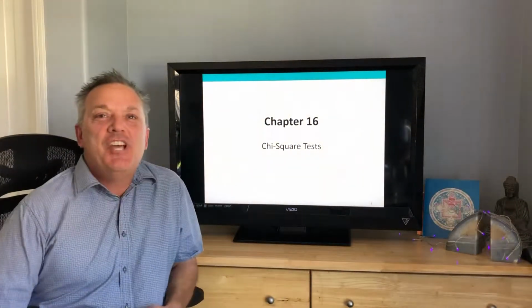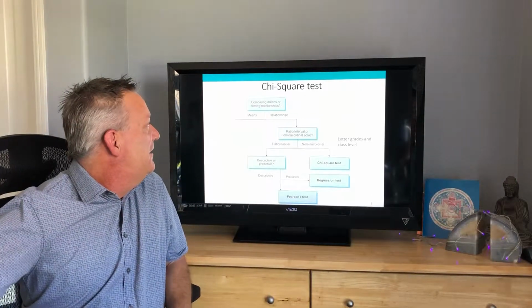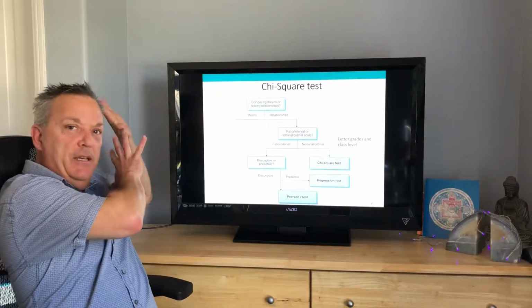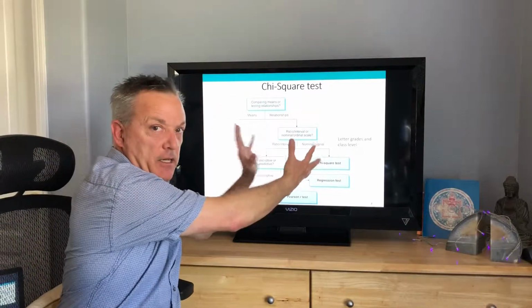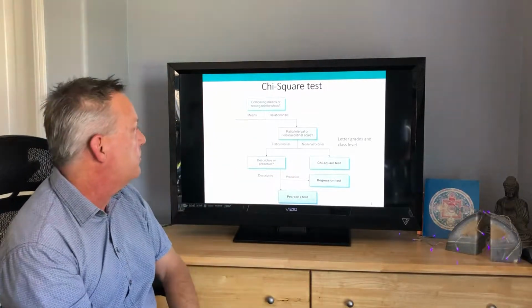Welcome class to chapter 16 on the chi-square. So remember when you were overwhelmed by that big flowchart? Well, this is again a little part of the flowchart, but now you know the whole thing, the whole shebang, right? Which is pretty cool.